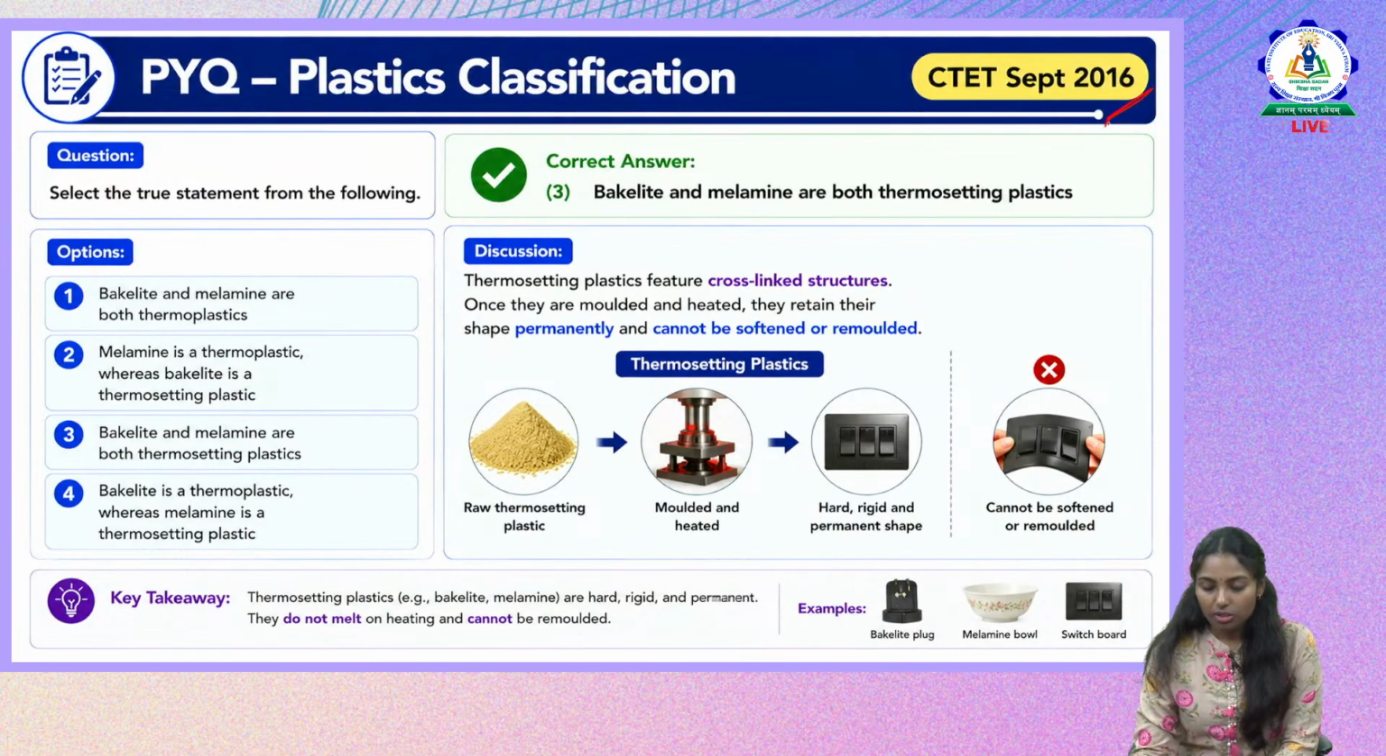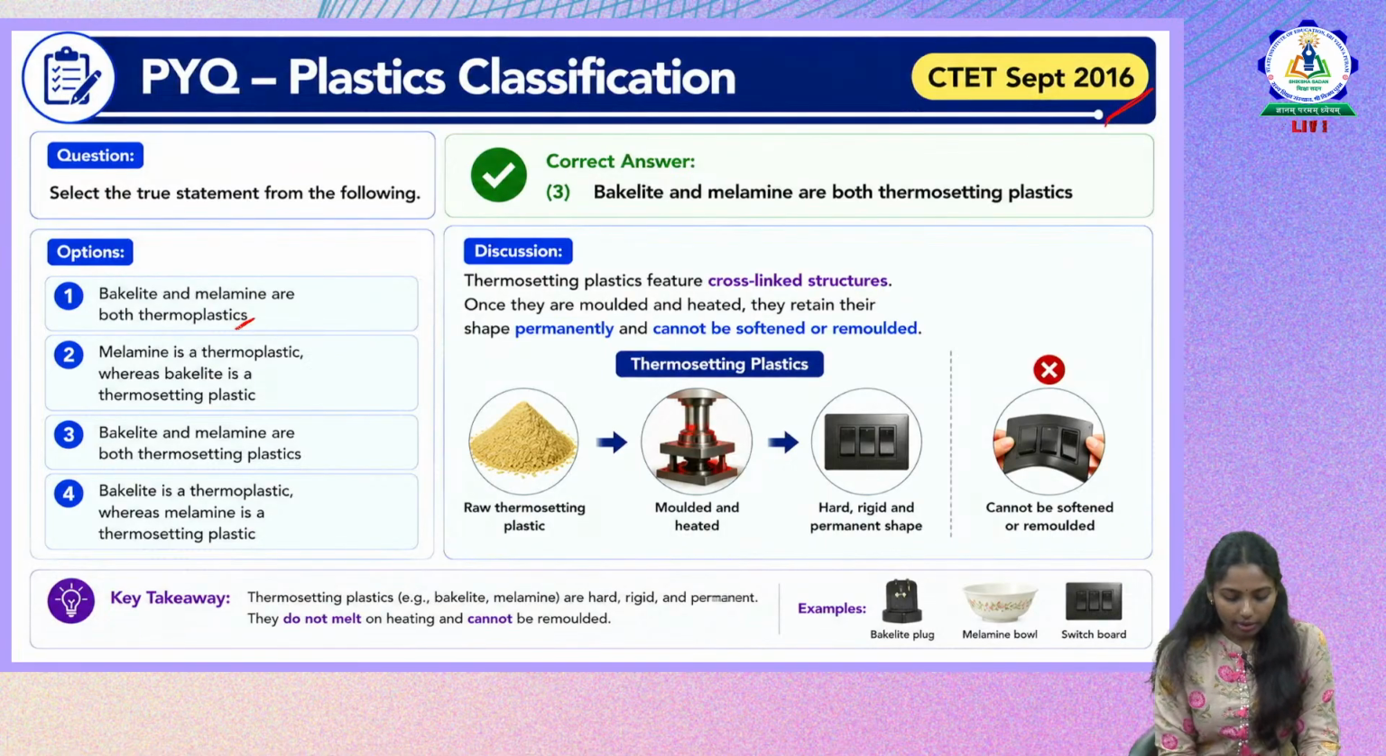So now next we have the questions from 2016. The question is: select the true statement from the following. There are 4 statements given. The first statement is bakelite and melamine are both thermoplastics. Okay. So the statements have to do something with thermoplastics and thermosetting plastics. We have just discussed that in the previous slides. We have talked about how thermosetting plastics and thermoplastics are different.